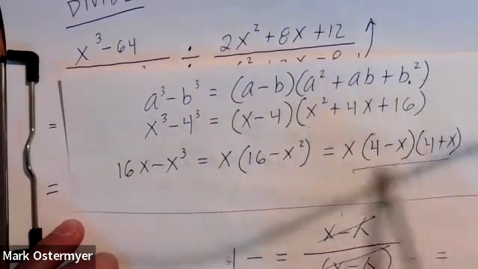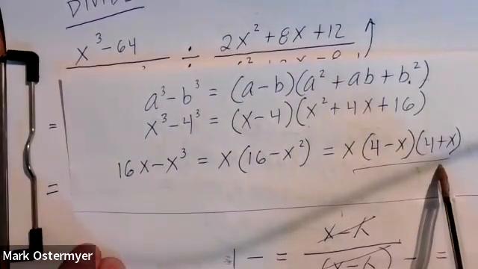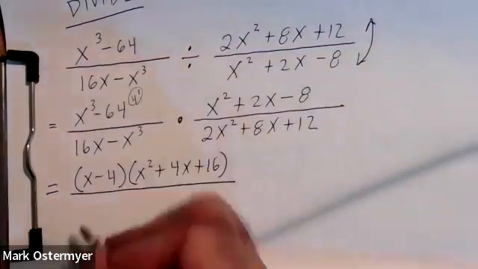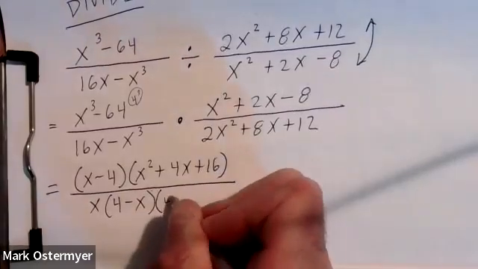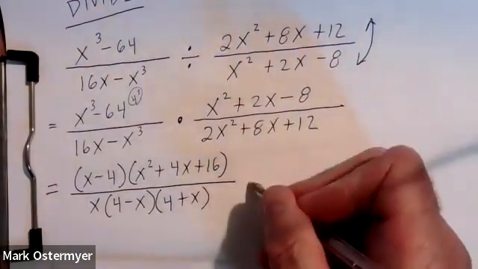Let's now bring this complete factorization back to our main problem and replace the denominator with it. So here we go. So that denominator is completely factored.